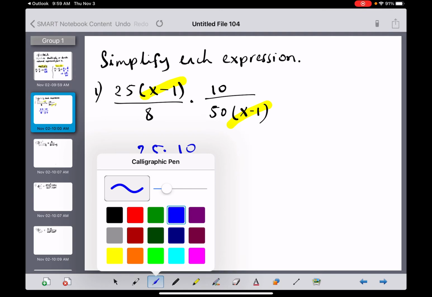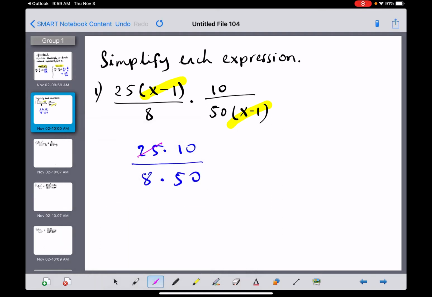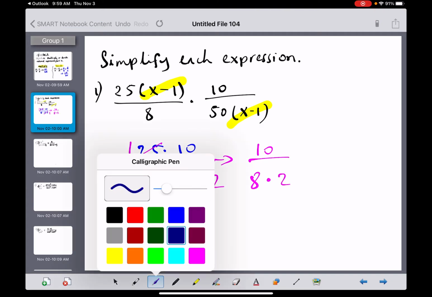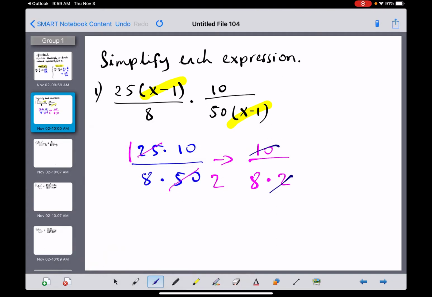Or if you don't want to, you could also say that 25 cancels out 50, right? Then you would have a 1 here and a 2 here. And then that means we have 10 over 8 times 2. And you can cancel the 10 and the 2. That gives you 5 and 1. So my final answer is 5 over 8. Okay, let's move on to number 2.